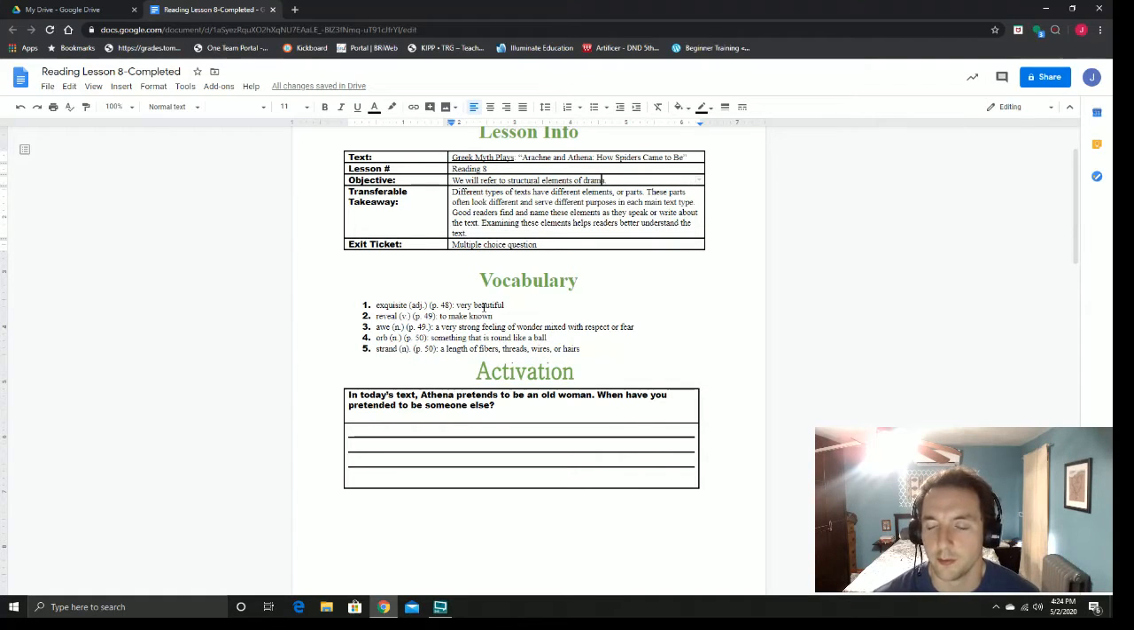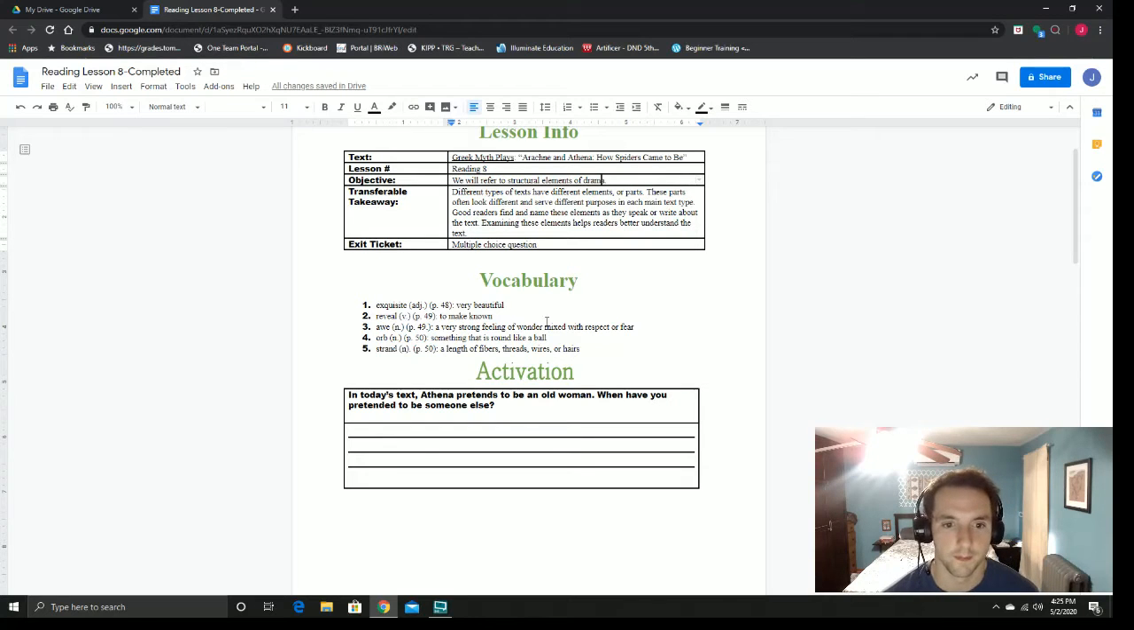The word reveal means to make known. If you've ever watched a magician, they might hide something and then the rabbit pops out of the hat. The reveal. It just means to make something known that wasn't known before. Number 3 is awe, a very strong feeling of wonder mixed with fear or respect. A lot of times when people run into celebrities, they are overcome with awe, or someone that you really looked up to. You're just not sure how to handle yourself.